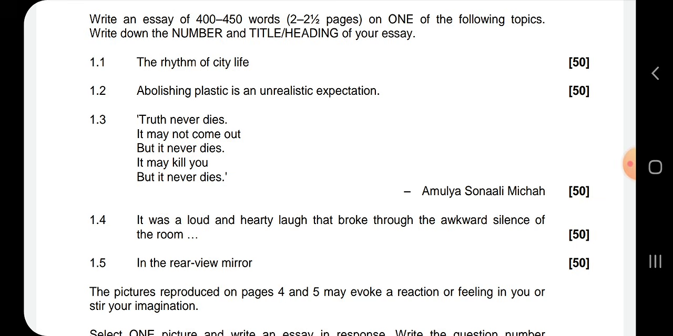So we're going to do the rhythm of city life. So that is the essay that we're going to go through, and let's look at what type of essay we chose. I chose the rhythm of city life.